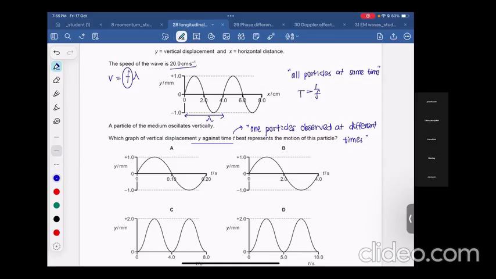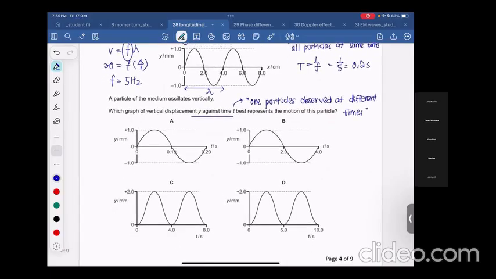Good job, dear all. So here, this one is 20 equal to F times the wavelength of 4. I don't need to change it because this one is 20 cm per second, so I don't need to change it into meters. So my frequency here is 5 hertz. So here it is 1 over 5, my period should be 0.2 second. So one complete wave should be 0.2. So this one is wrong.